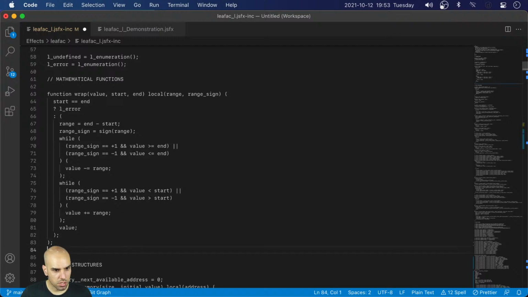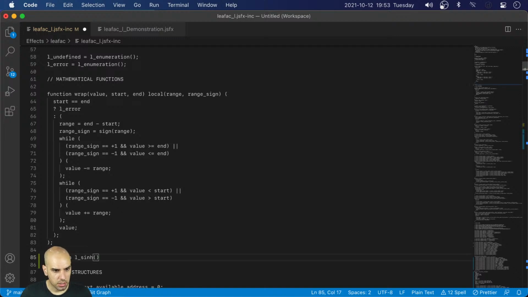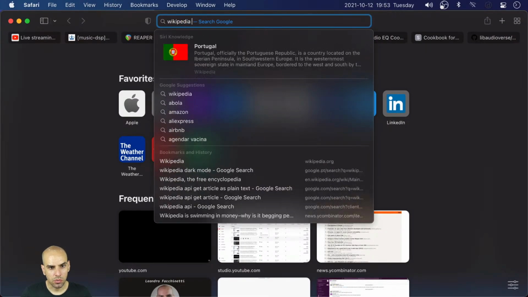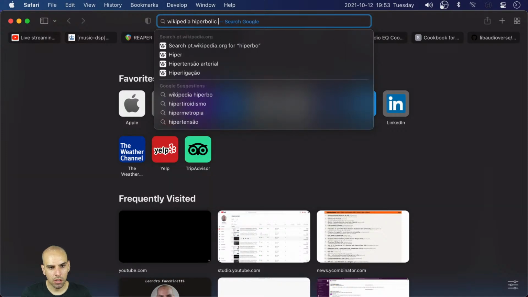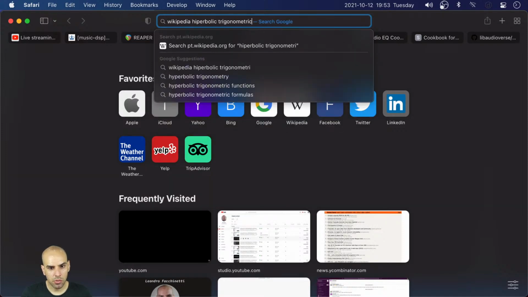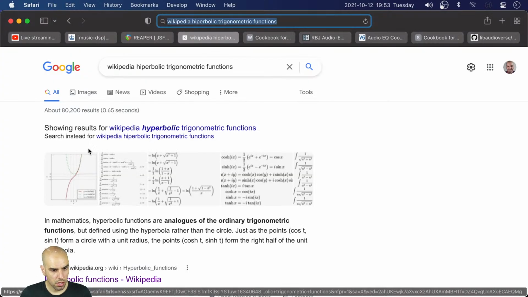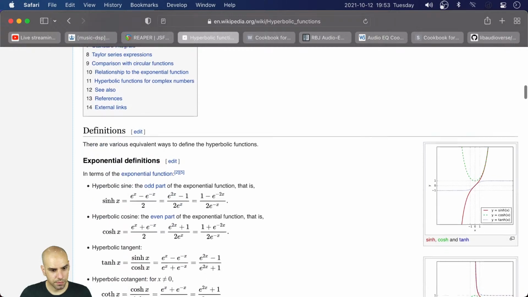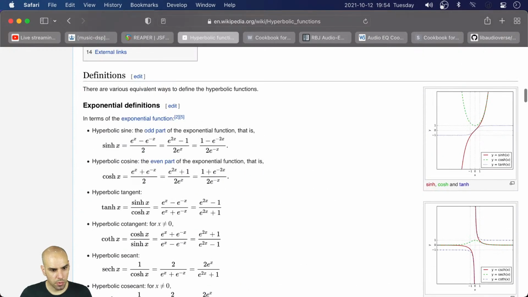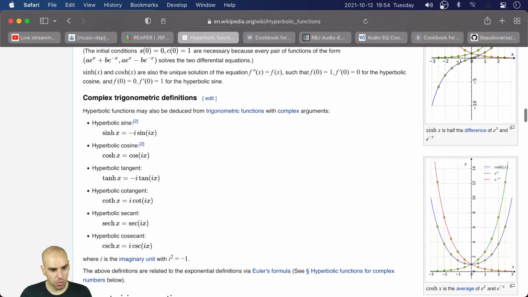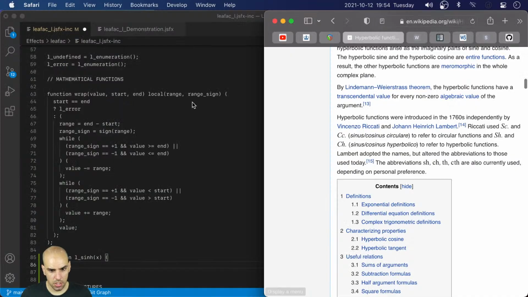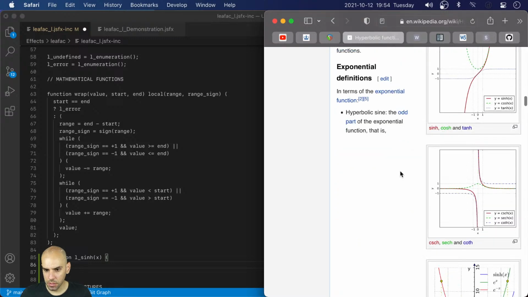Mathematical functions. Function sine hyperbolic of x probably. And let's go to the Wikipedia article for hyperbolic trigonometric functions. You can tell that I have been here before. And we have different ways of defining with exponential, differential, complex. No, I think I like the exponential definitions. And since we are here, why don't we just grab all of them?